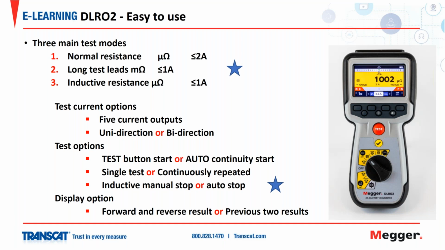And the unidirectional mode applies a current in one direction only. And while this type of measurement doesn't negate standing EMFs, it actually speeds up the measuring process. So if you have, for example, an application such as a battery strap test, it's not necessary to do a reversed current test on those, and so you can save some time by using the unidirectional option. And then there's test options here: the test button start or auto continuity start, single or continuous tests, and then inductive manual stop or auto stop. And then there's a display option for forward and reverse results, or it can actually show you the previous 2 results. We'll get a little more detail on these in coming slides.